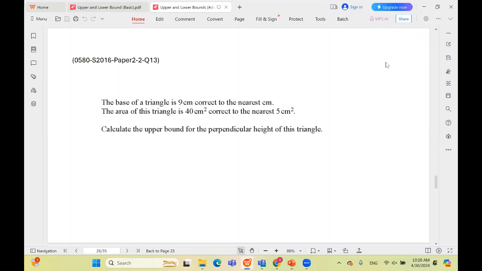The area of this triangle is 40, correct to the nearest 5 centimeters squared. Calculate the upper bound for the perpendicular height of this triangle. So the area of a triangle equals half times base, which is this side, times height, which is the perpendicular height that they are talking about. So this is our formula.